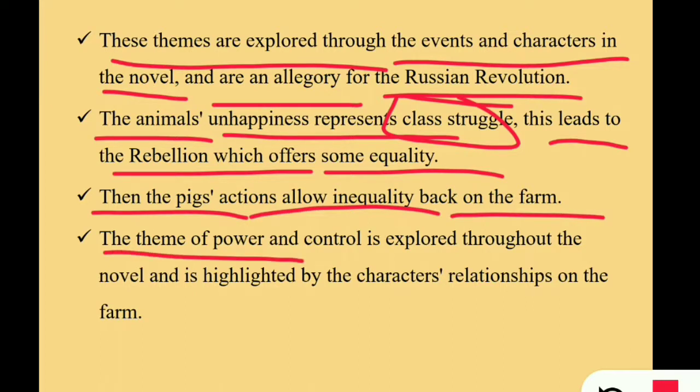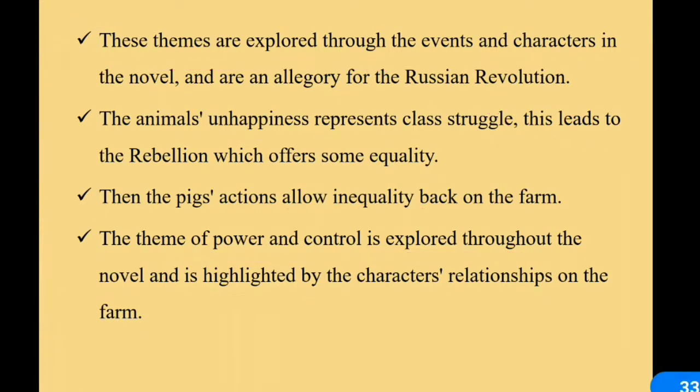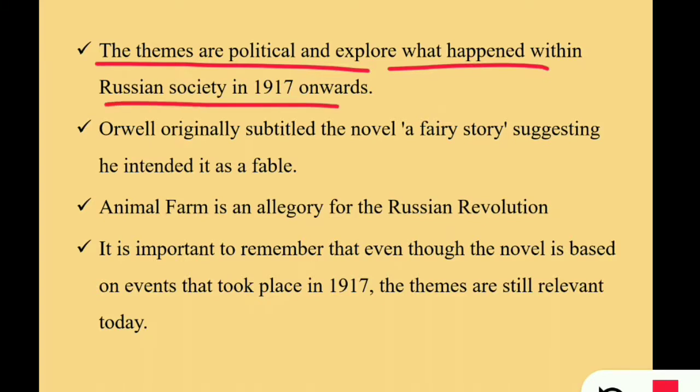The theme of power and control is explored throughout the novel and is highlighted by the characters' relationships on the farm. This we have already learned. The pigs took over the charge after Jones, and the animals were thinking that things would change and become better, but the contrary happened. The themes are political and explore what happened within Russian society in 1917 onwards.